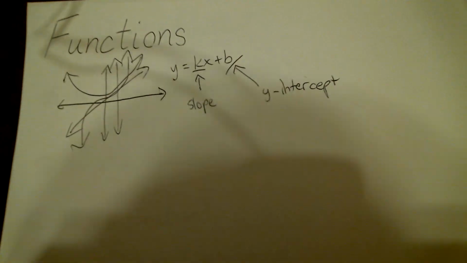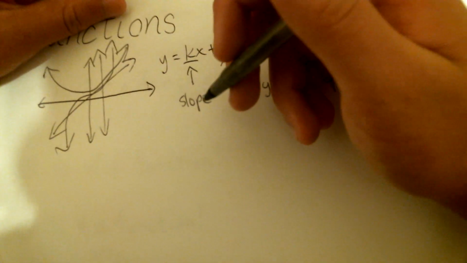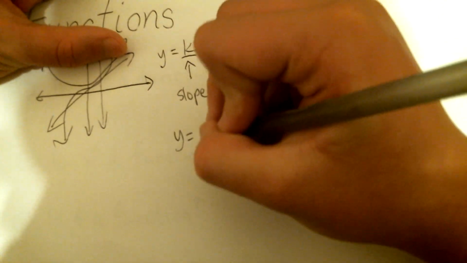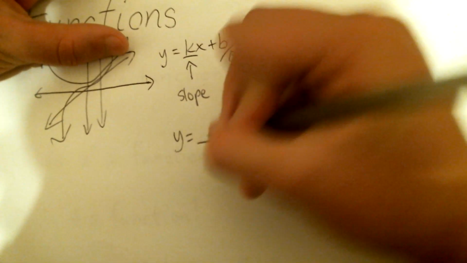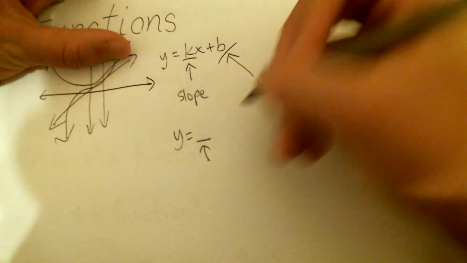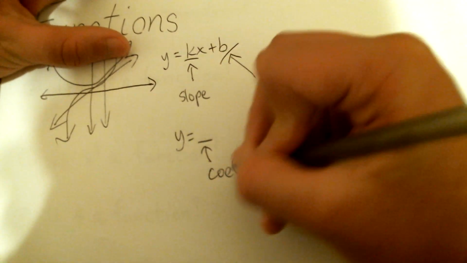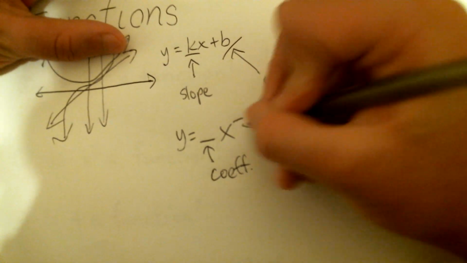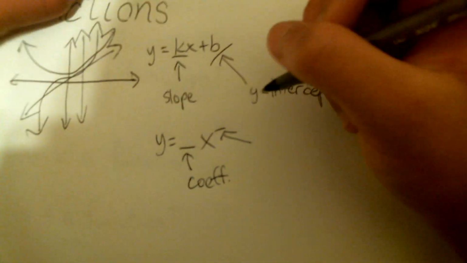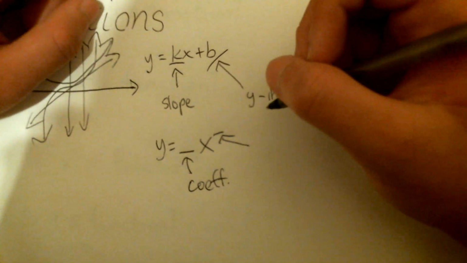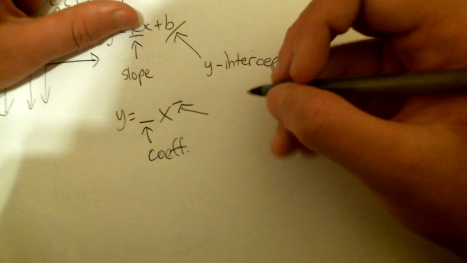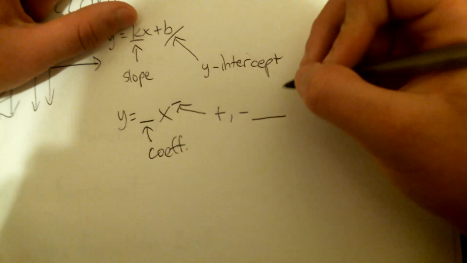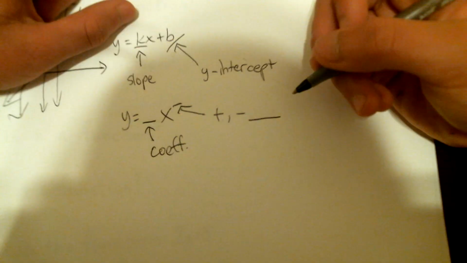Another common way functions are represented is y equals a coefficient, if given, along with x to the power of a value. That as well is a very common way of representing functions. Sometimes those also have an add or minus a constant value.